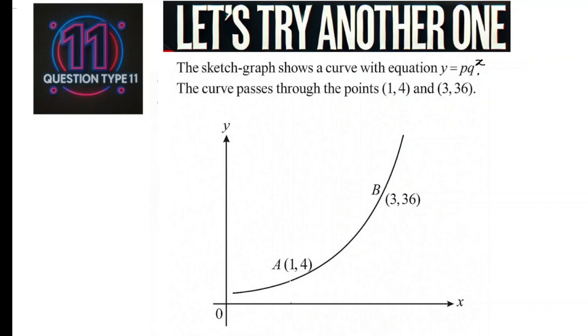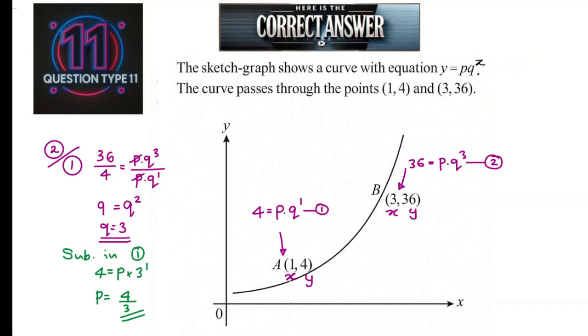Here's another question quite similar to the previous one. Again, press pause and give it a try. So here's the correct answer to this question, just the same way. So write the equation for point A and point B, divide one by the other, get one of the letters, and then you can substitute to get the other one. Now to check it, you can always substitute in the other point. Now let's do the check really quickly.